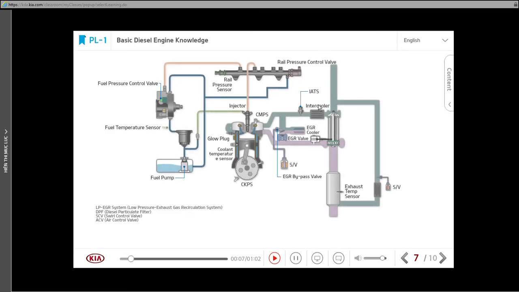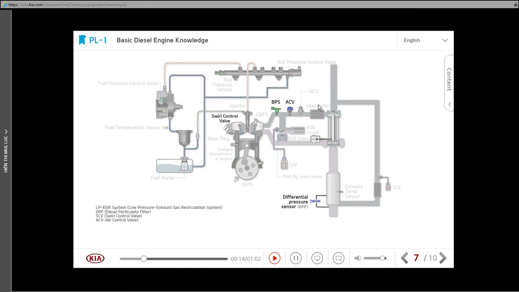The ECU input-output factors in a common rail engine are similar to a gasoline engine. However, unlike a gasoline engine, a common rail engine is equipped with a boost pressure sensor for VGT control, a differential pressure sensor for DPF control, and an air control valve and a swirl control valve to increase power output and reduce emission.